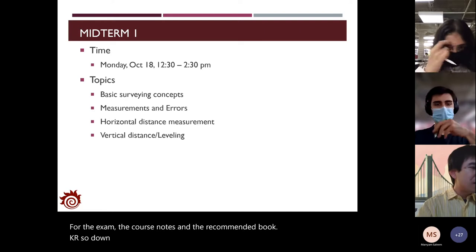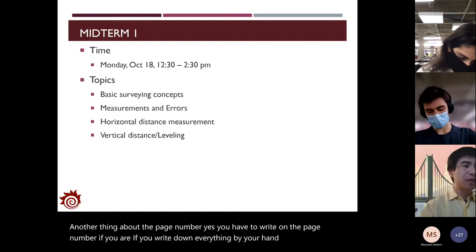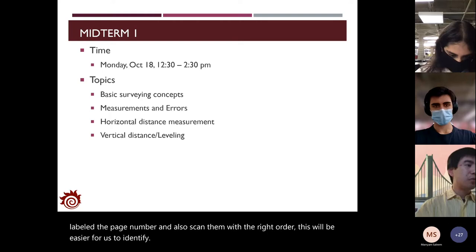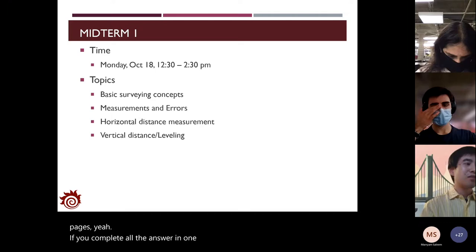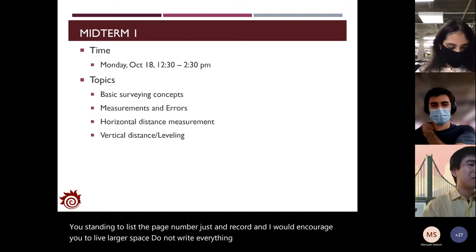Another thing about the page number. Yes, you have to write down the page number if you write everything by hand, and you need to label the page number and also scan them in the right order. This will be easier for us to identify how you work on each question or if you miss any pages. If you complete all the answers in one sheet, you still need to list the page number, just for the record. And I would encourage you to leave larger space. Do not write everything too tight. It will be hard for us to check your answers.